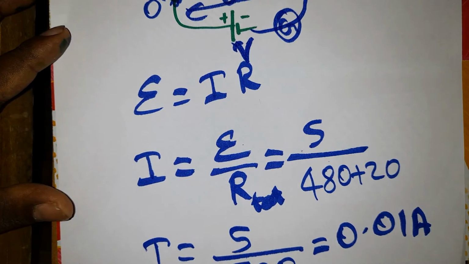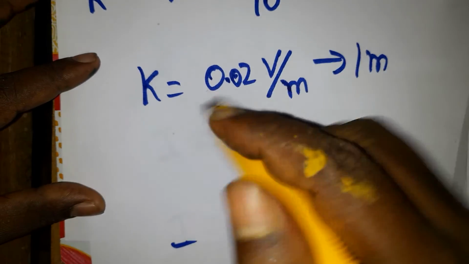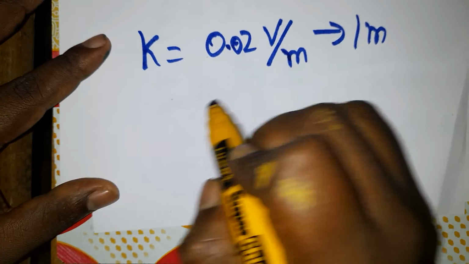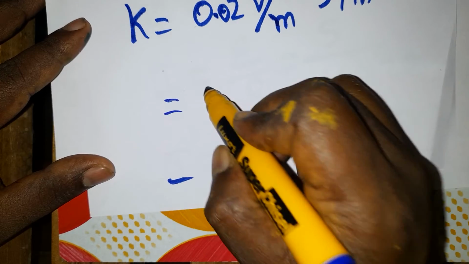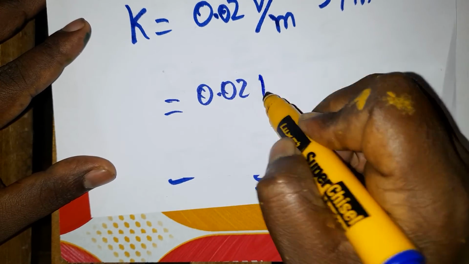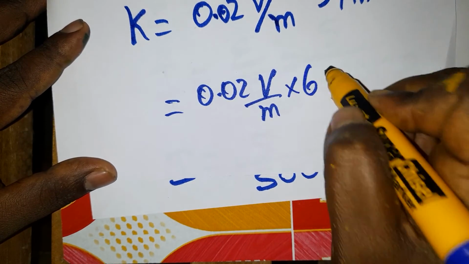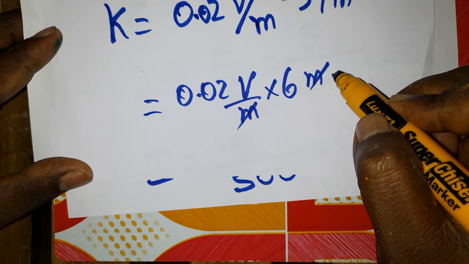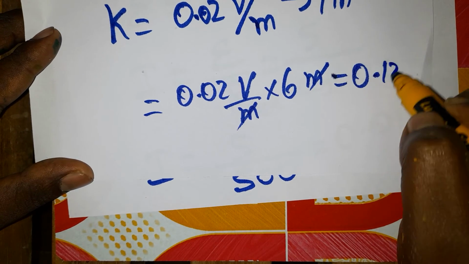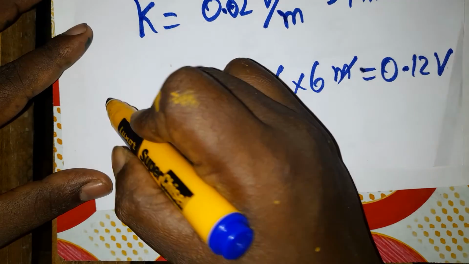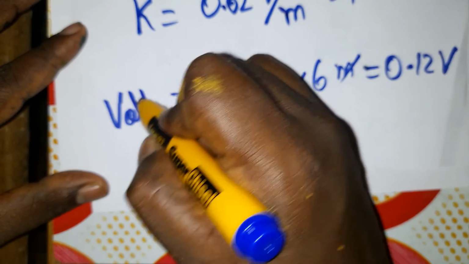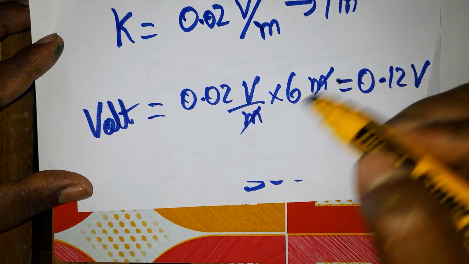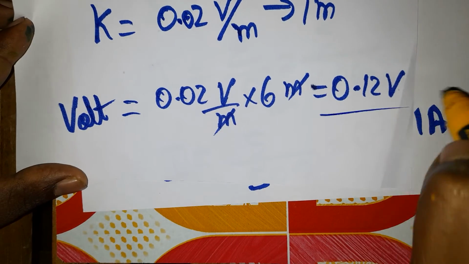Now what is the voltage across 6 meter? It is the value for 1 meter into the length, that's going to be 6 meter. 0.02 volt per meter into 6 meter. Meter gets cancelled. Finally, I get 0.12 volt as the voltage across the length of 6 meter. So this much voltage will get balanced.